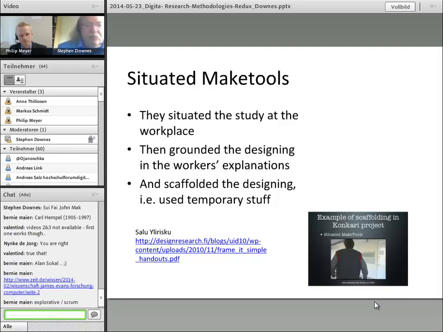Yeah, it just didn't fly. So sometimes they talk about situated make tools, where they situate the study in the workplace, ground the design in the workers' explanations of what they're doing. Again, this is the same sort of thing where you're trying to find this environment, you're trying to just mess around with this environment and see what happens. You use temporary, low-cost, cheap things, and you're not worried so much about pulling data and proving theories. You're just seeing what happens.